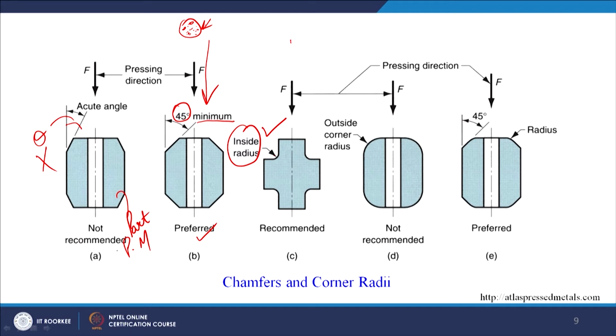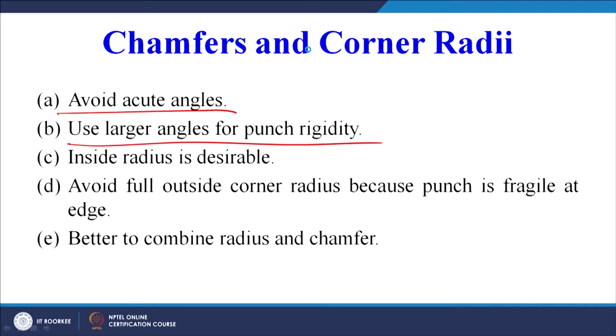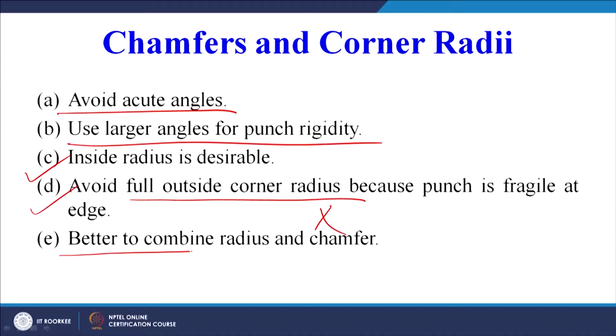So this is the direction in which the force is applied. This is another guideline. Inside radius is desirable. Avoid full outside corner radius because the punch is fragile at the edge. So full outside corner radius must be avoided because the punch that is going to compact this powdered metal is fragile at the edge. Better to combine radius and chamfer. So wherever possible, radius and chamfer can be combined.